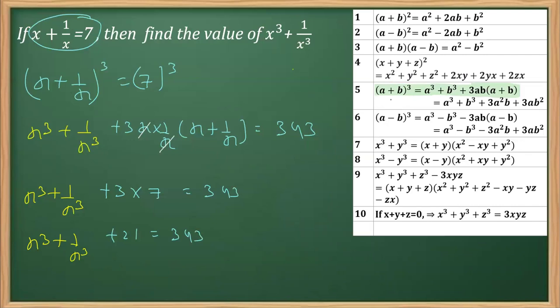And lastly, we will transpose this. So we'll get x cube plus 1 by x cube is equal to 343 minus 21. As you know, if you transpose this to the other side, plus becomes minus. So 3 minus 1 is 2, 4 minus 2 is 2, and then 3. So therefore, this becomes the final answer. What we had to get, 322, should be the final answer for this question.